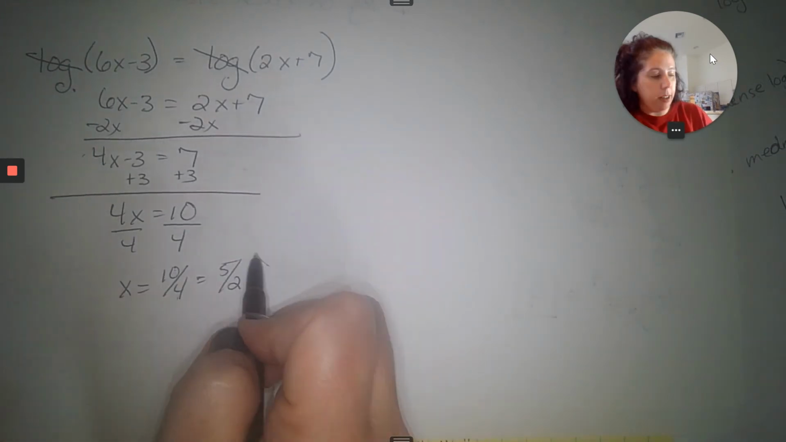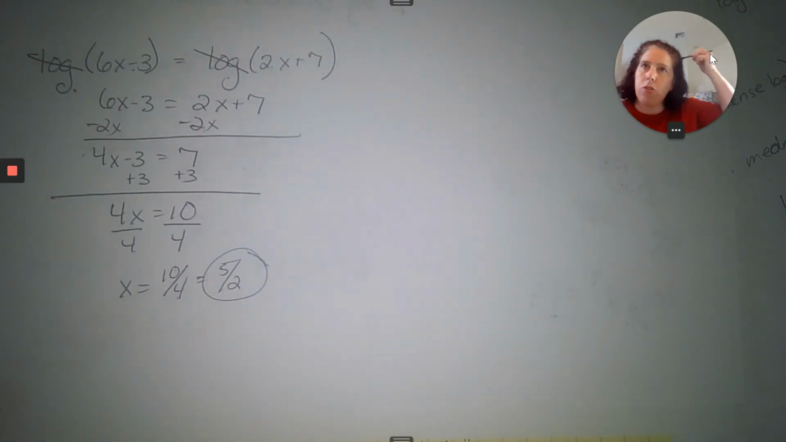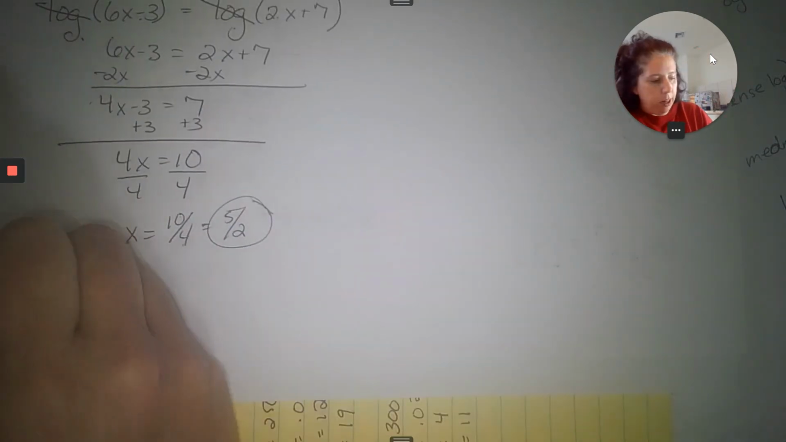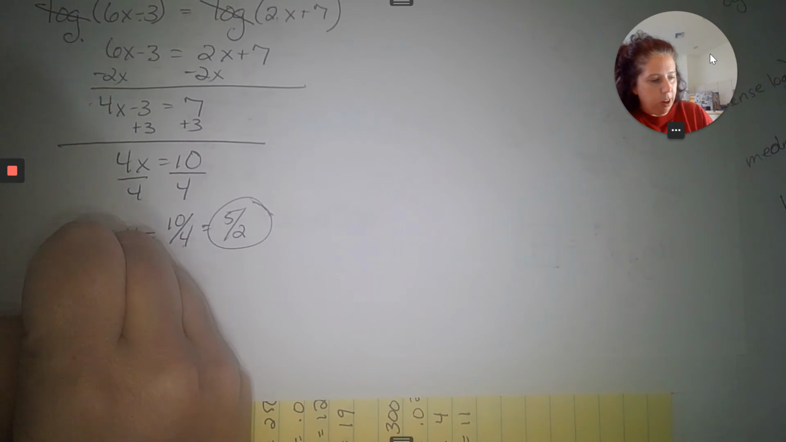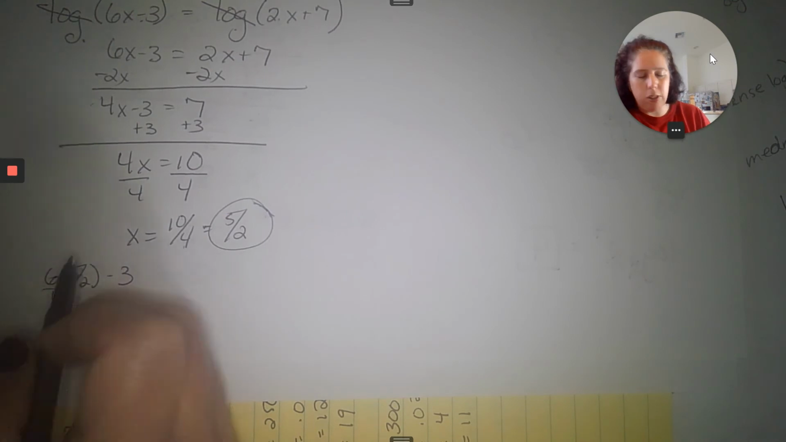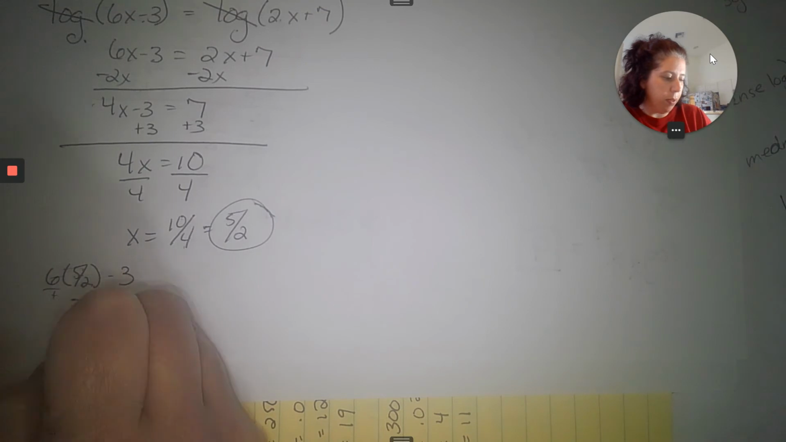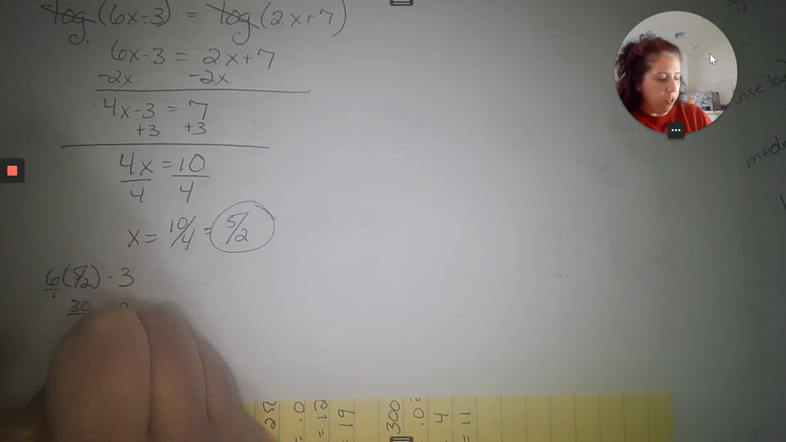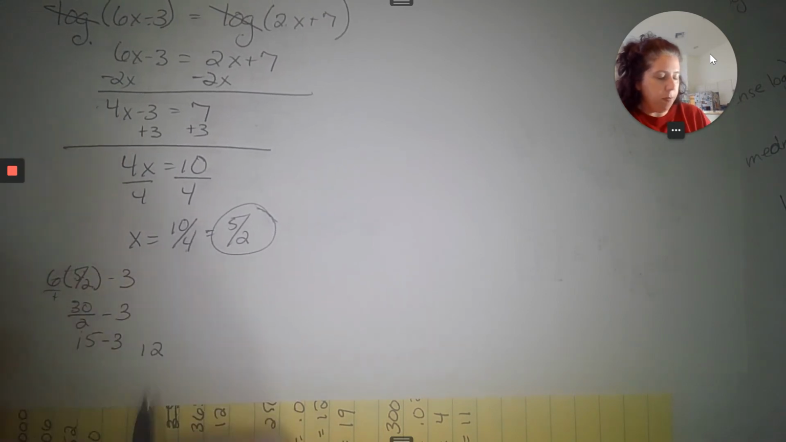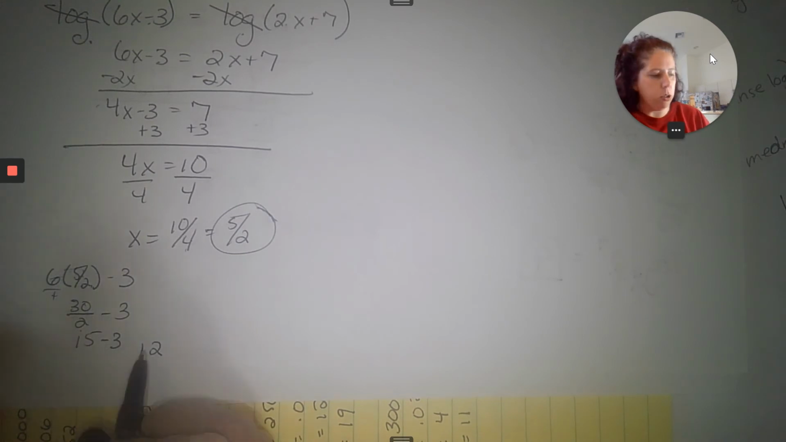Remember, you're going to take this answer and plug it into each one of these and make sure it's positive and then make sure they're equal. Okay, so we got 6 times 5 halves minus 3. Remember this is really over 1, so multiply straight across. So 6 times 5 is 30. 1 times 2 is 2. 30 divided by 2 is 15. 15 minus 3 is 12. The answer is not always going to be 12. It's just a coincidence. Okay, so it's positive.